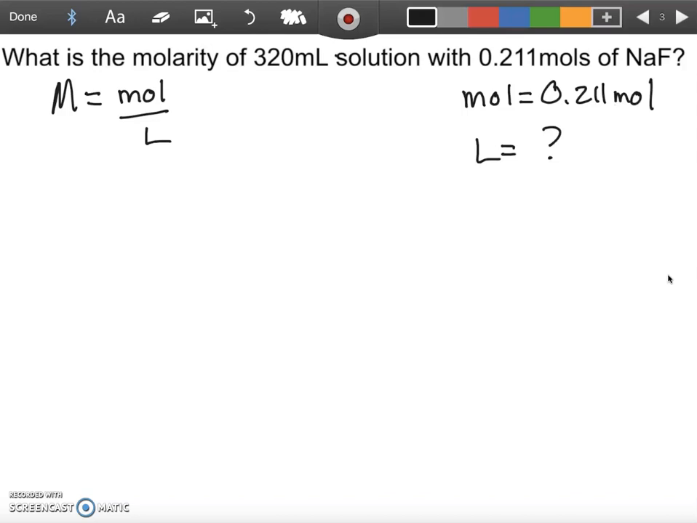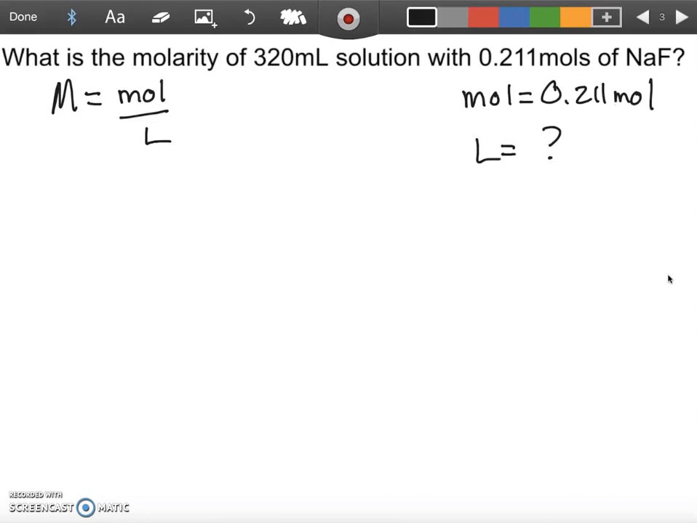What did it give us? It gave us milliliters. So guess what you're going to have to do, ladies and gents? Convert those milliliters over to liters. So that's where your AP Chemistry reference packet comes into play. You want to go ahead and turn over to the page that says metric units.